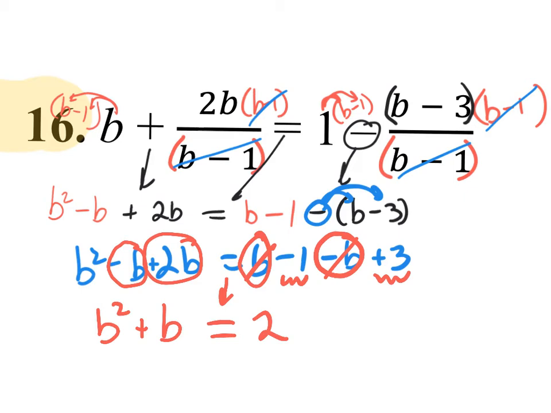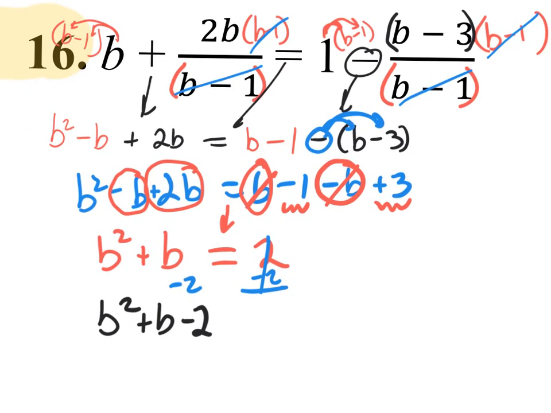Now let's get this quadratic equation set equal to 0. So subtract 2, and you will have your quadratic equation b squared plus b minus 2 equals 0.